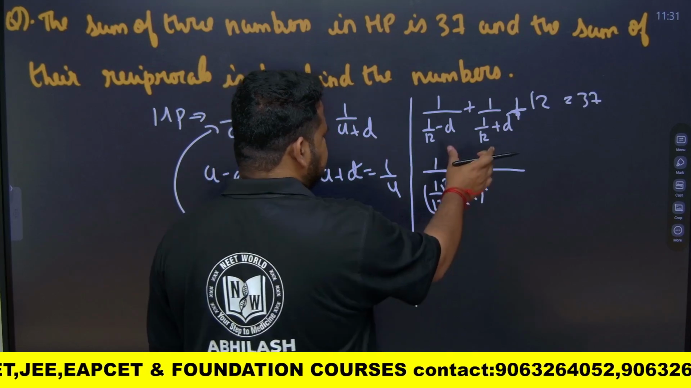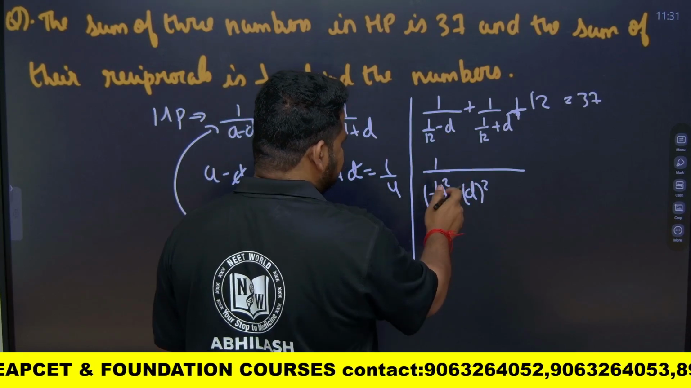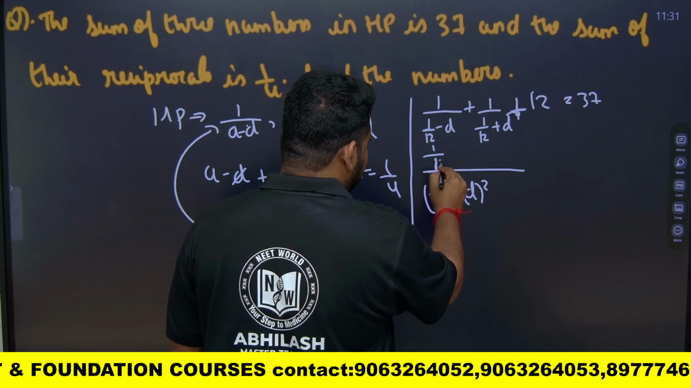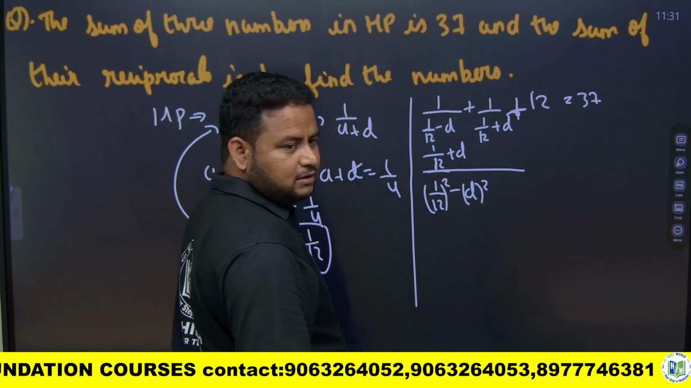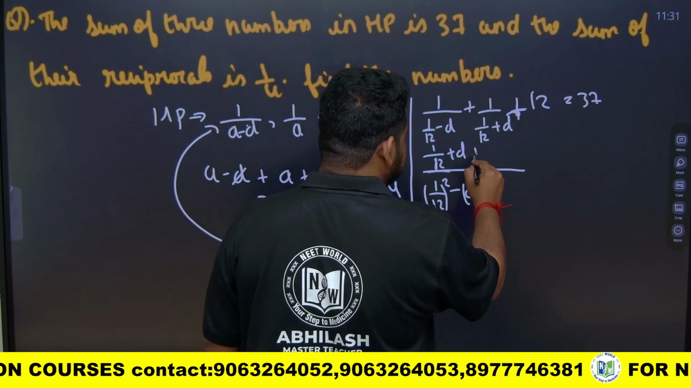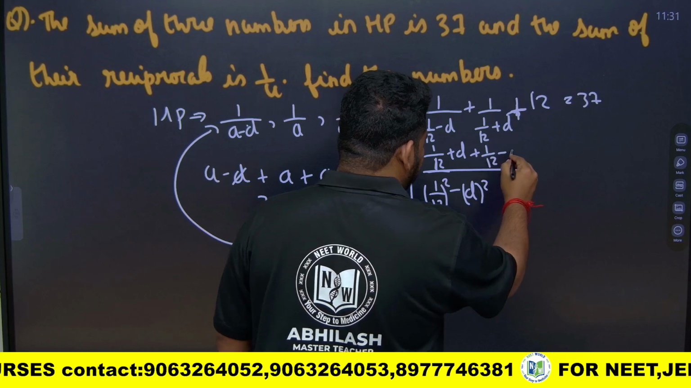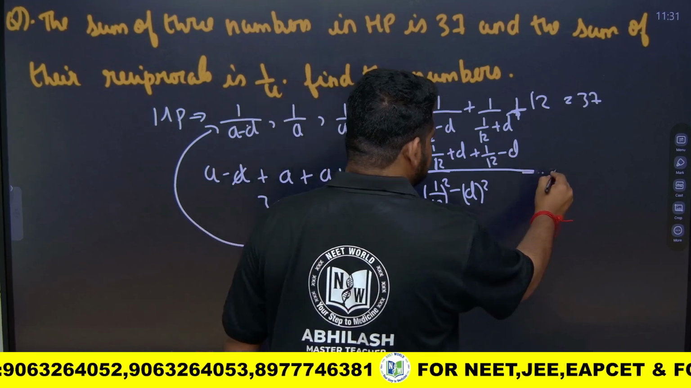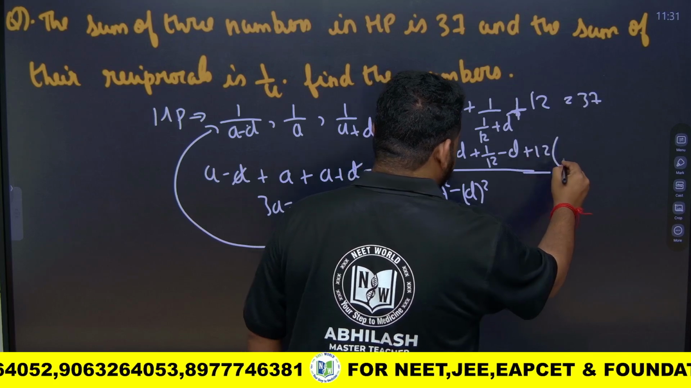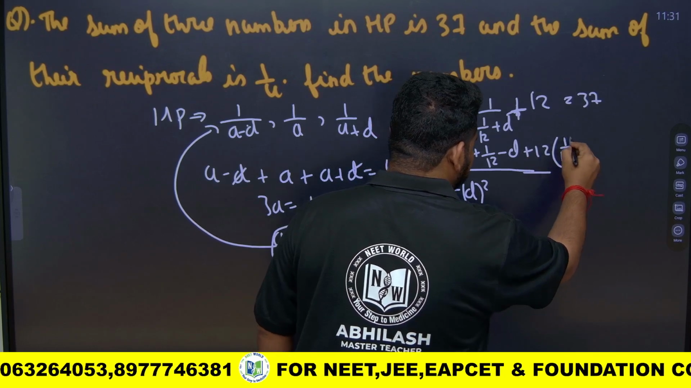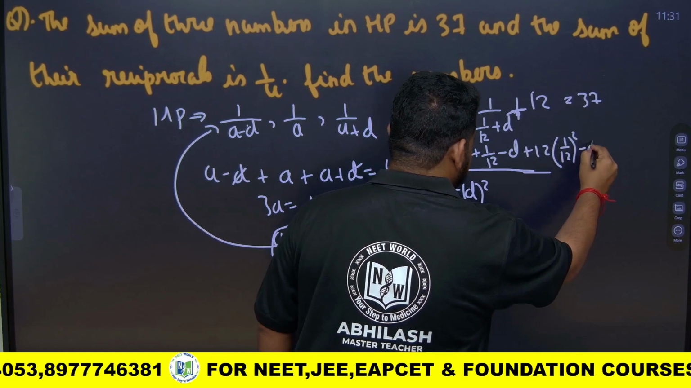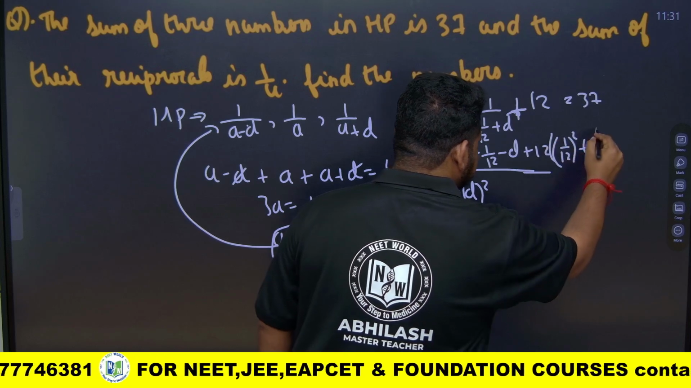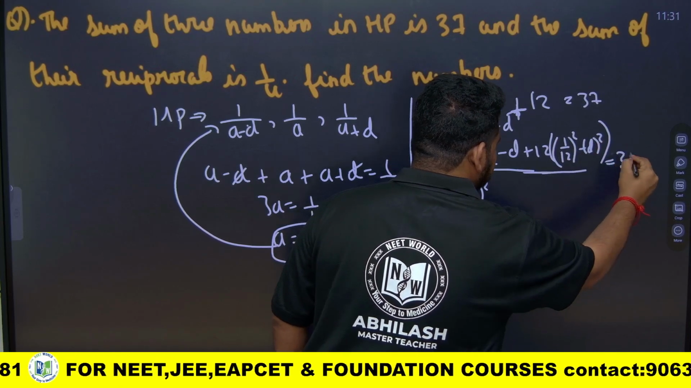Here if I cancel, I will get 1 by 12 plus D, and here, 1 by 12 minus D. Here there is nothing to cancel, so I will get plus 12 into 1 by 12 square minus D square. This entire thing in brackets you have equated to 37.